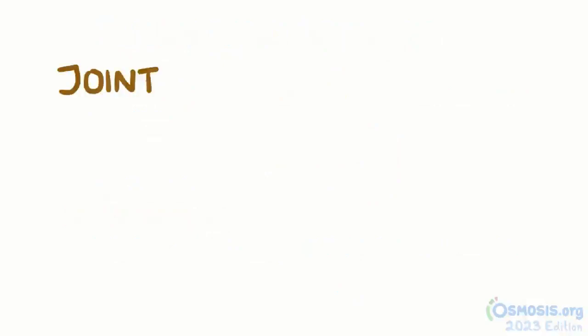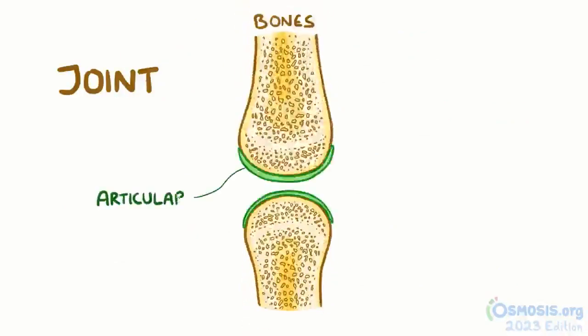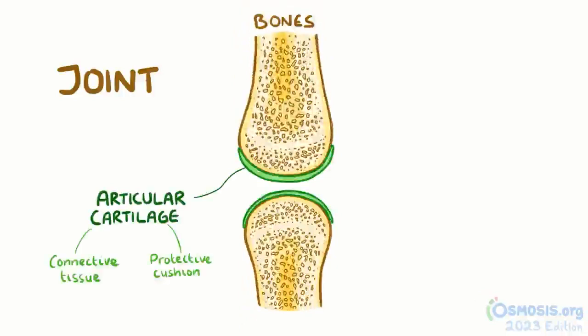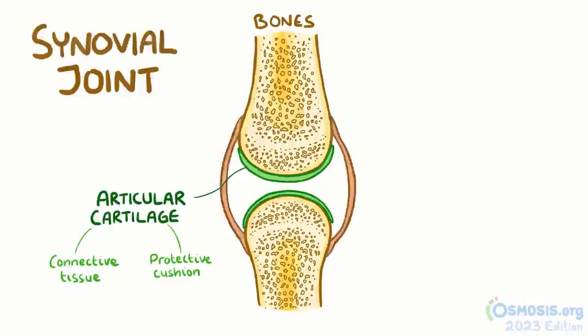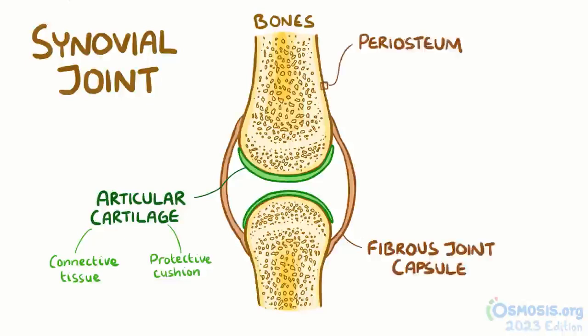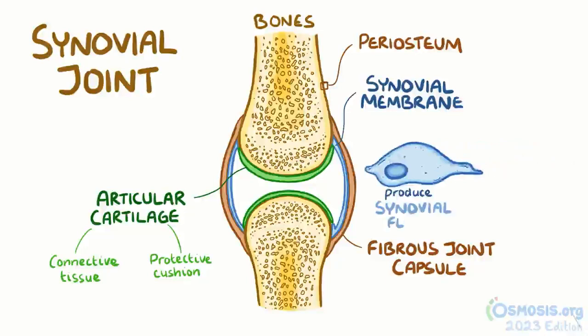Alright, so a healthy joint typically has 2 bones covered with articular cartilage at the ends. Articular cartilage is a type of connective tissue that acts like a protective cushion. It's a lubricated surface for bones to smoothly glide against. One type of joint, like the knee joint, is called a synovial joint. A synovial joint connects 2 bones with a fibrous joint capsule that is continuous with the periosteum, or the outer layer of both bones. The fibrous capsule is lined with a synovial membrane that has cells that produce synovial fluid and remove debris.